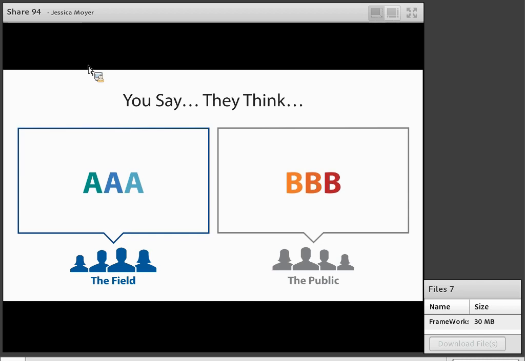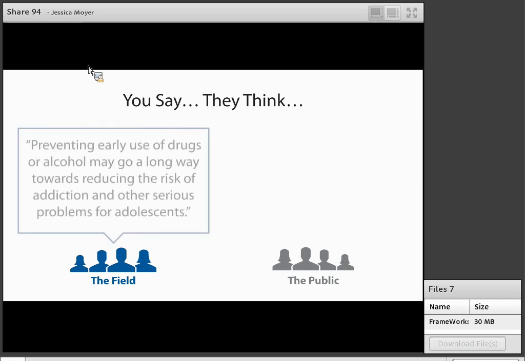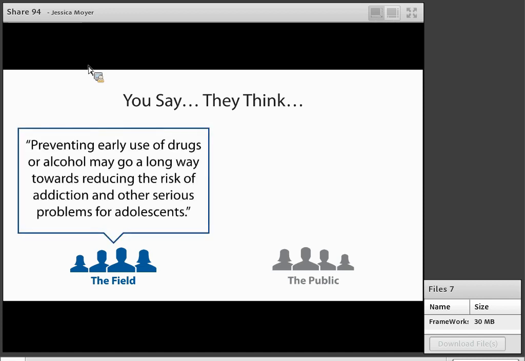Here's an example of a you say, they think problem. This comes from some research that we've done on adolescent substance use and misuse. Folks are advocating for better support services around substance use, and also early prevention of adolescent substance use. This is an example of something advocates might say: Preventing early use of drugs or alcohol may go a long way towards reducing the risk of addiction and other serious problems for adolescents. Makes sense.